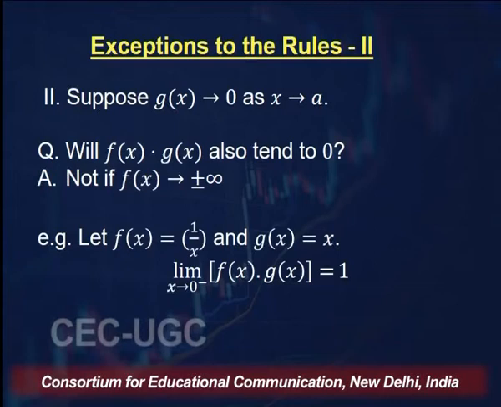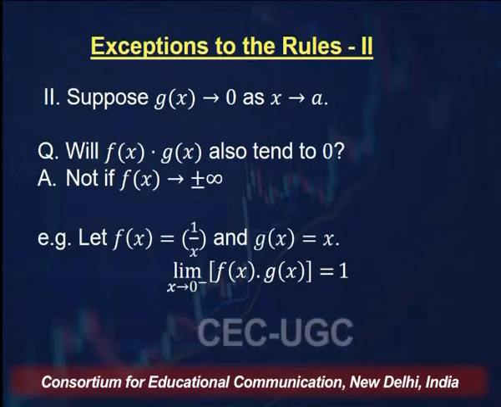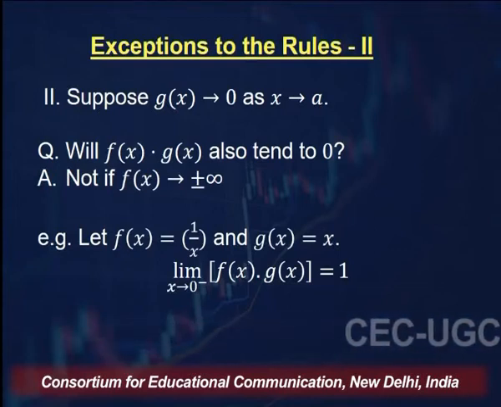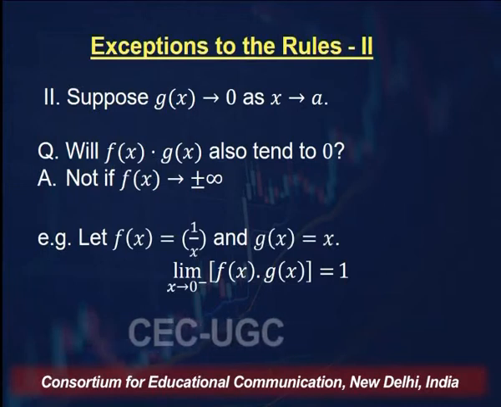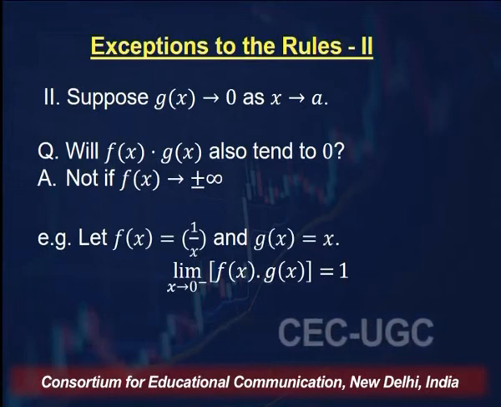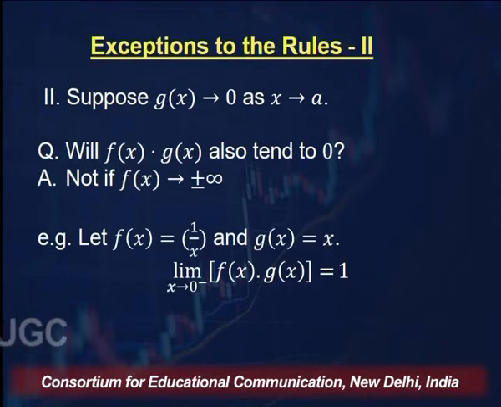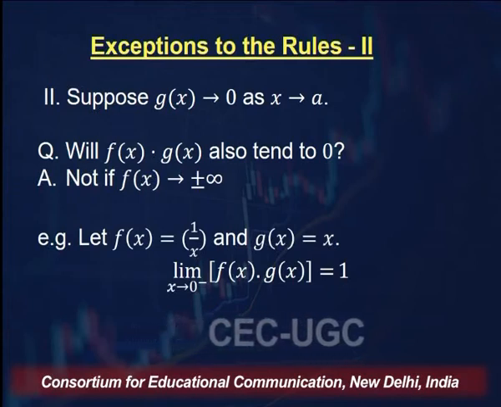So that is a do-it-yourself exercise. Now let us move to the second set of exceptions to the rules. This is basically asking the question, let us have a situation where, let's suppose, the function g of x tends to 0 as x tends to a. Of the two functions f and g, g of x tends to 0 as x tends to a.